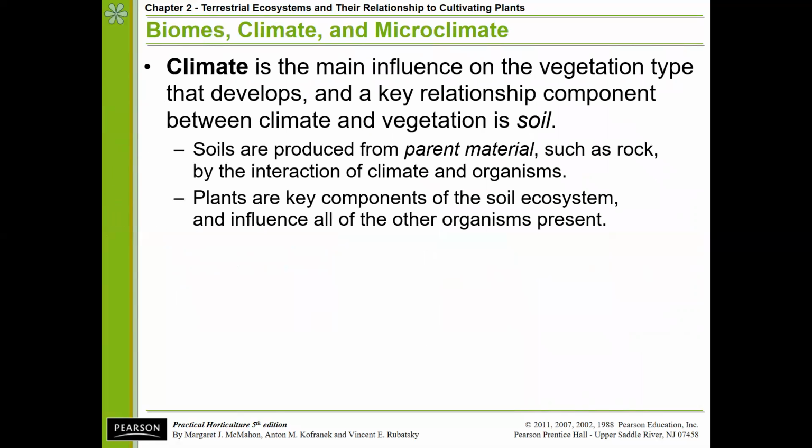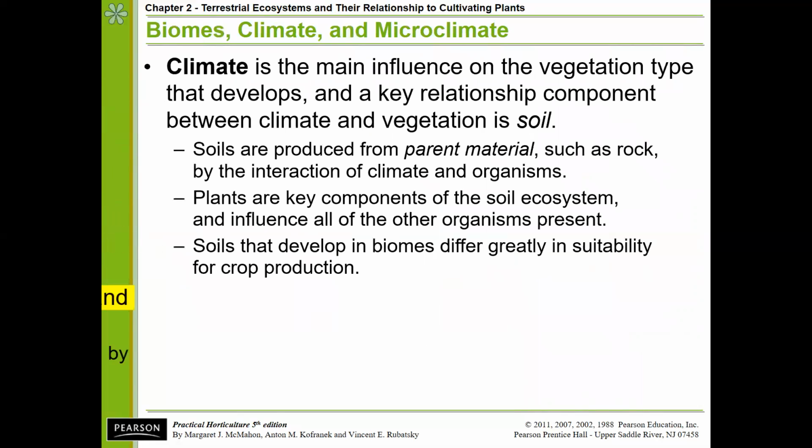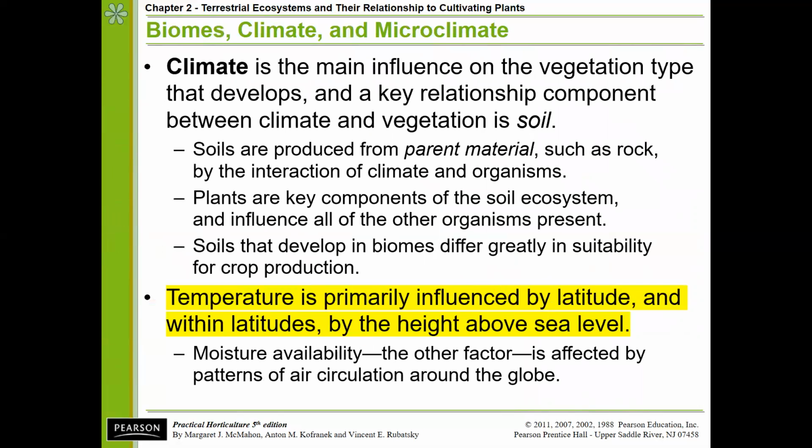Moving on into climate, into the third chapter. First, talk about temperature, which is one of the big things governing climate, of course, and that being primarily influenced by latitude. And then within latitudes, by altitude, or the height above sea level. Of course, that's not the only thing that governs climate or governs what we can grow, but it's one of the main factors.